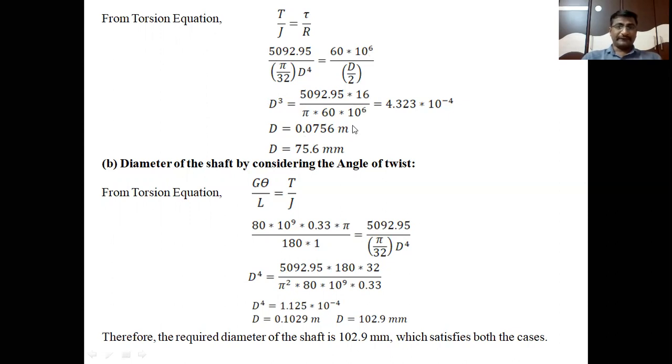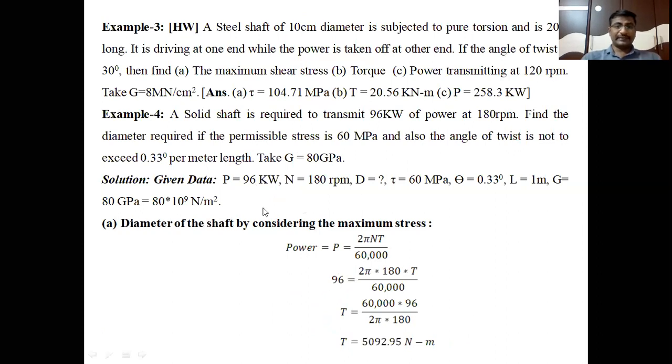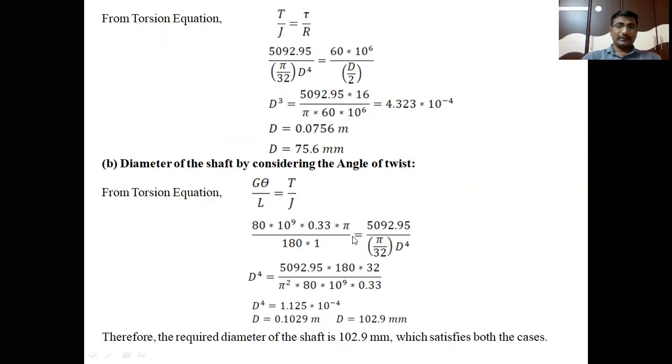We will get the units for the diameter in meters. Otherwise, we can write in millimeters. Diameter is 75.6 mm. This is the diameter of the shaft required to transmit the power. What is the power? To transmit 96 kilowatts power, the diameter required is 75.6 mm, to develop the maximum shear stress of 60 into 10 to the power of 6 pascals, or 60 megapascals.